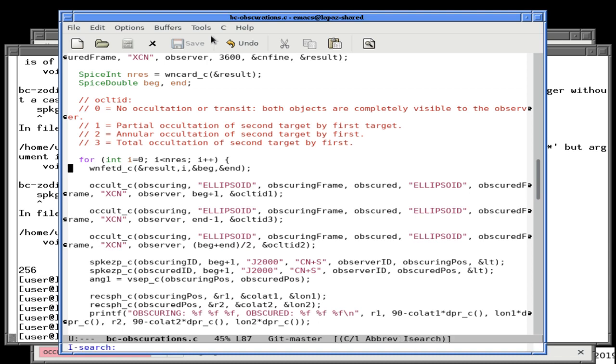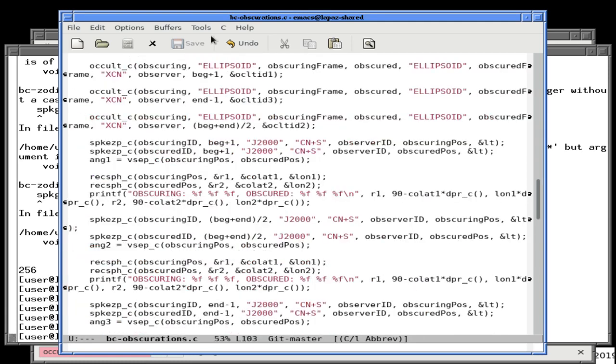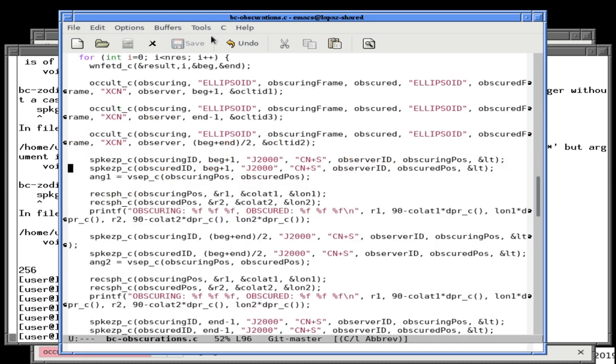Is there a V sub going on somewhere? There is not. Okay. So let's see here. Do we ever do a position on the obscured? And we do not actually do a position on the observer object, I don't think, which we will need. Well, let's see. Hang on. In fact, we might not need it.